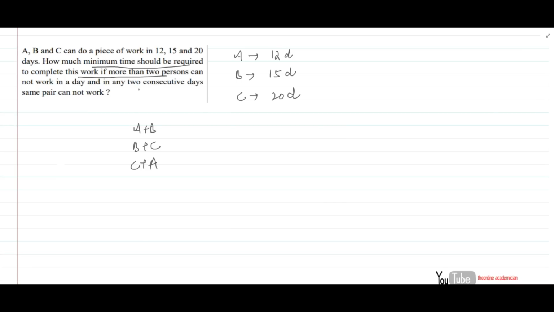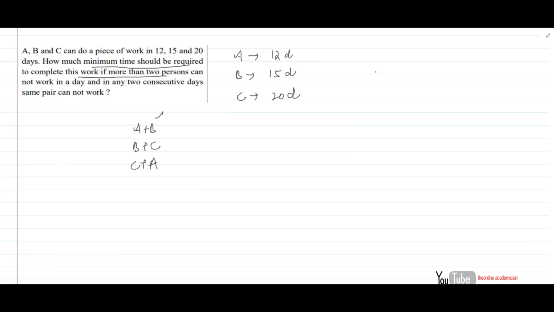And also, any two consecutive days will not have the same pair. That means if A plus B is working on the first day, it can't work on the second day also. The pair has to be changed. This is what the question says.